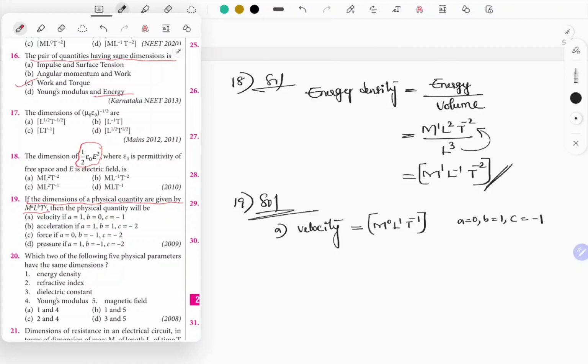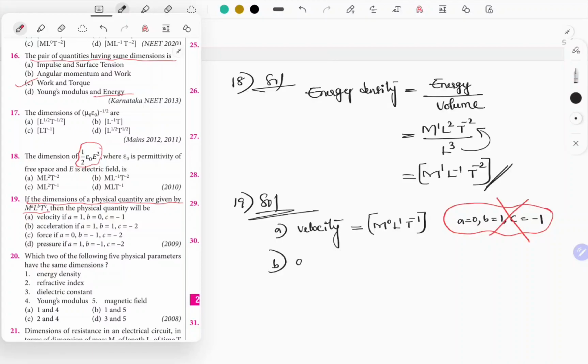Is it matching? No, it's not. Sorry, it's not that this formula is incorrect. We have to check whether the dimensional formula is matching the given data or not. So for the first option, velocity, a is equal to 1. No, it is not at all matching. So this is wrong. Next option.